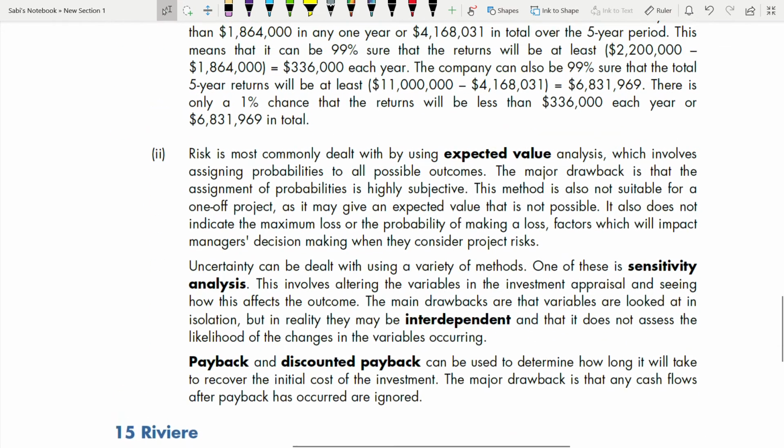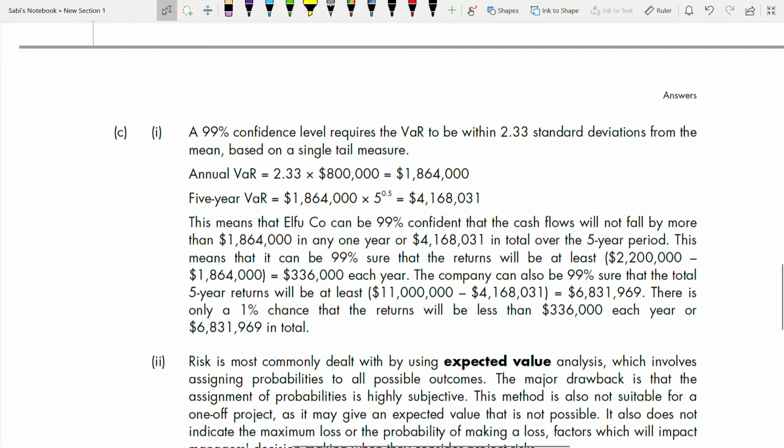So part C, they are saying at a 99% confidence level, VaR requires 2.33 standard deviations from the mean based on a single tail measure. This will be fixed. At 99%, it will be 2.33 times the standard deviation. Standard deviation is given as 800,000. This is your annual, this is your single period. For your 5 years, multiply this annual value at risk by 5 to the power 0.5, which means the square root of 5. When you use your calculator, take the square root of 5.